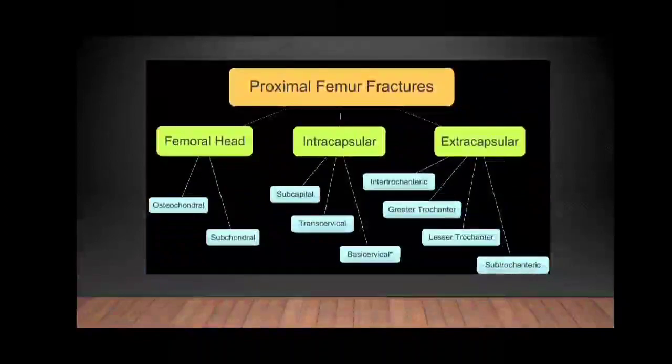Proximal femur fractures are subdivided into fractures of the femoral head, intracapsular fractures and extracapsular fractures. In the femoral head, we may get a fracture of the head portion, which might be osteochondral or subchondral. Intracapsular fractures comprise the fracture neck of femur, subclassified as subcapital, transcervical and basicervical fractures. Extracapsular fractures are the intertrochanteric fractures, which also include greater trochanteric, lesser trochanteric and subtrochanteric fractures.